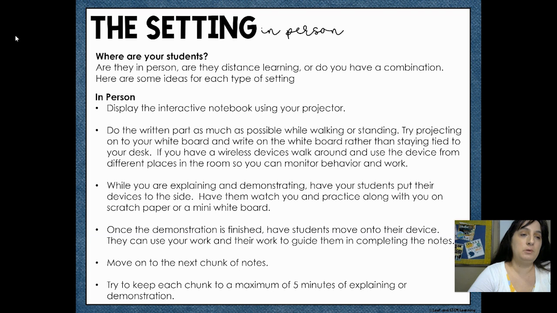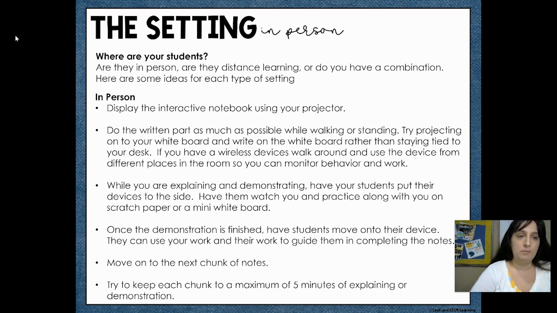So ideally what you would like to do is display your interactive notebook using your projector. Most teachers have a projector that is hooked up to their computer. So what I would recommend is making some copies of the notebook for yourself. If you have multiple class periods, I would suggest making yourself a copy for each class period that you have. That way you have a fresh notebook to start with each new group of students, so they're not already seeing things that you've typed in a previous class that you may not be ready for them to look at.